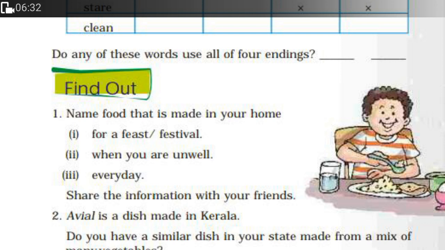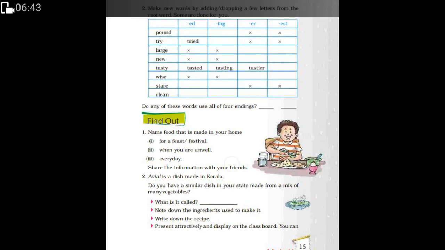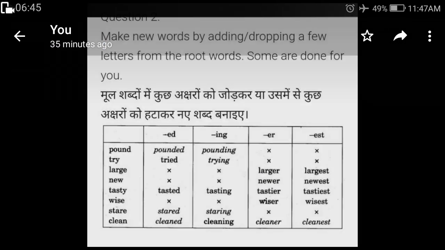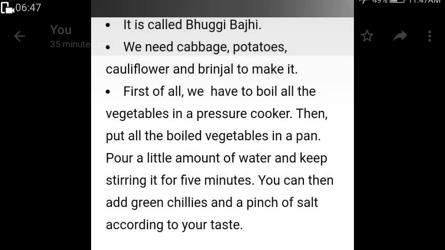And what kind of food is made at home when you're not feeling well? And what kind of food is made at home every day? If you have any questions regarding it, you can ask your mom especially, because she knows what she makes for you when there's a special occasion, when you're sick, or on all days.